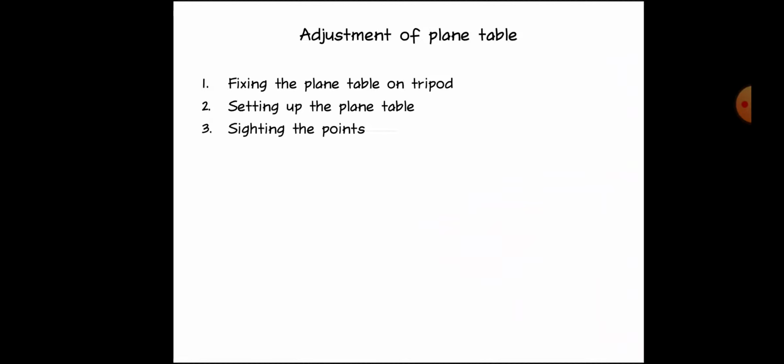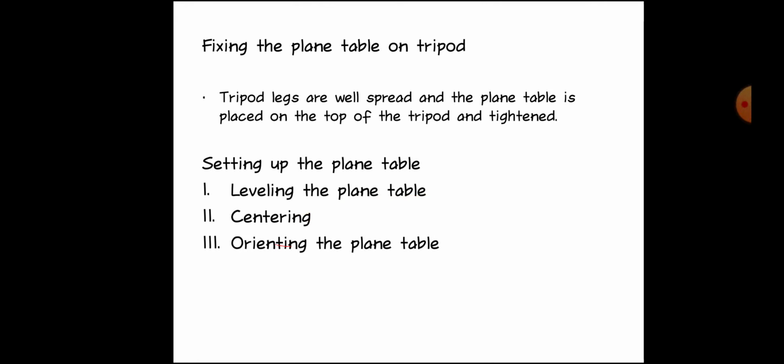एडजस्टमेन्ट अफ प्लेन टेबल. प्लेन टेबलको एडजस्टमेन्ट कसरी गर्न सकिन्छ भन्दाखेरि फिक्सिङ द प्लेन टेबल अन ट्राइपोड, सेटिङ अफ द प्लेन टेबल, साइटिङ द पोइन्ट्स. फिक्सिङ द प्लेन टेबल अन ट्राइपोड. Tripod legs are well spread and the plane table is placed on the top of the tripod and tightened. Setting of the plane table.